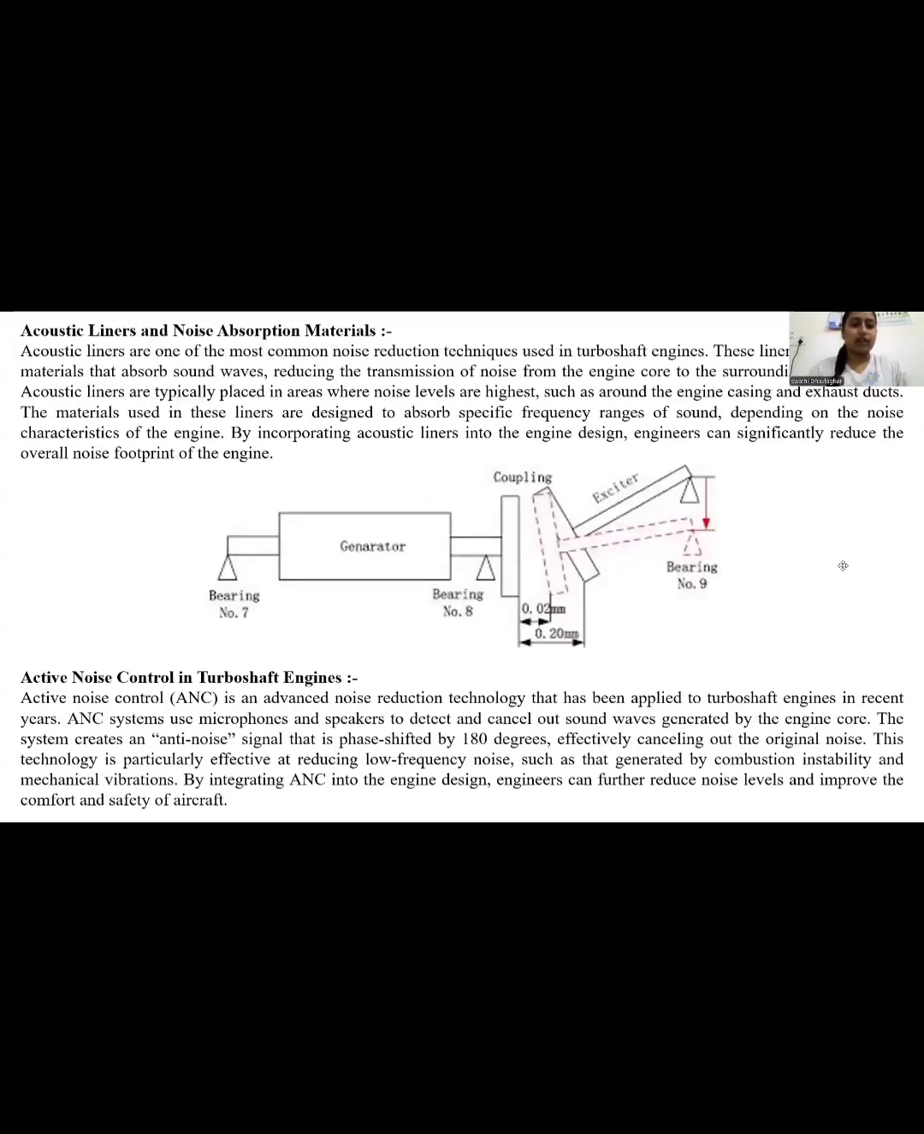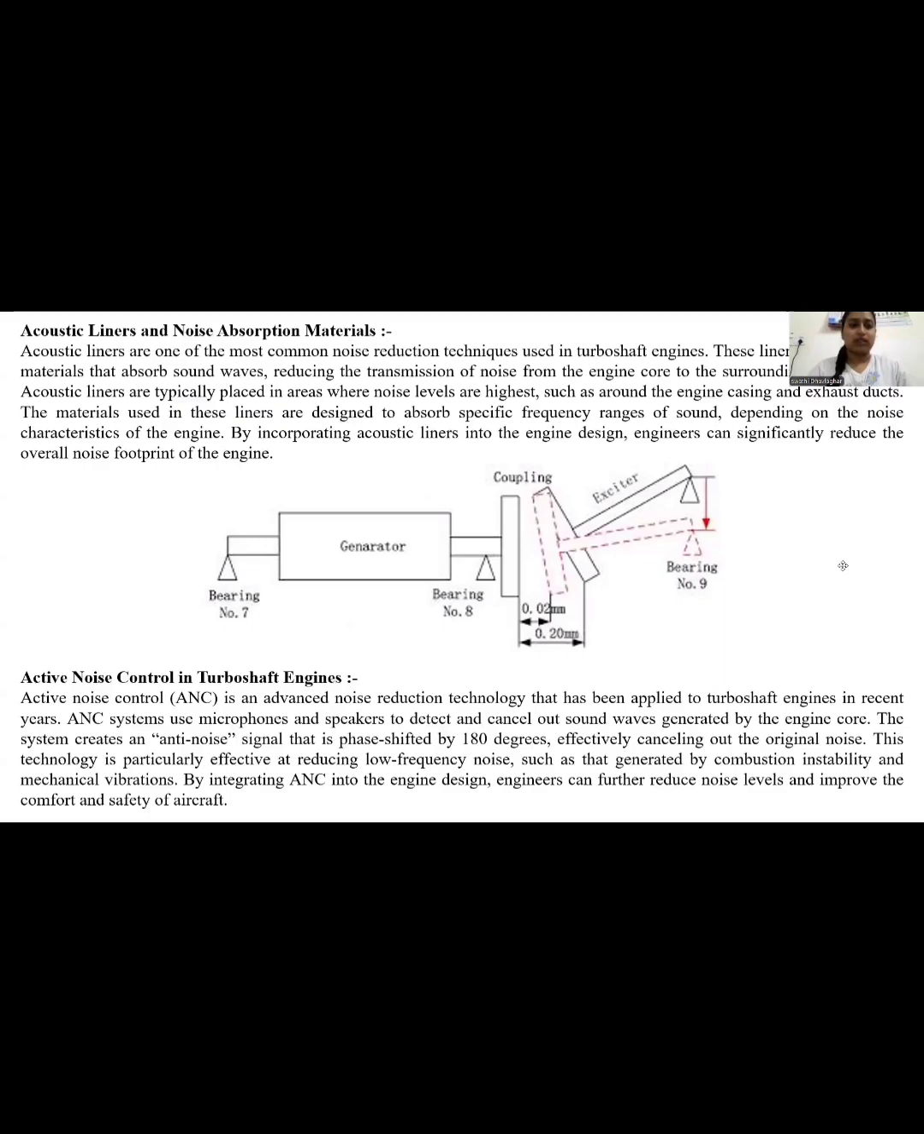Acoustic liners and noise absorption material. Acoustic liners are one of the most common noise reduction techniques used in turboshaft engines. These liners are made from material that absorbs sound waves, reducing the transmission of noise from the engine core to the surrounding environment. These liners are typically placed in the areas where noise levels are highest, such as around the engine casing and exhaust ducts.